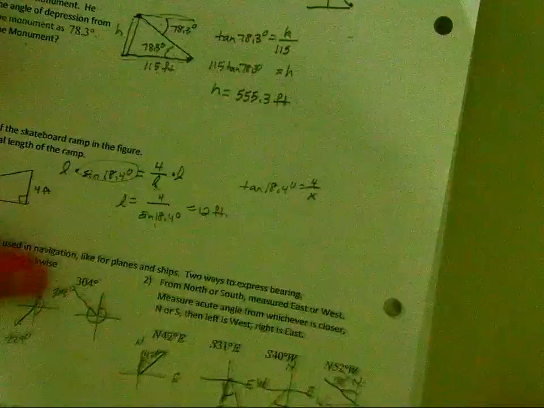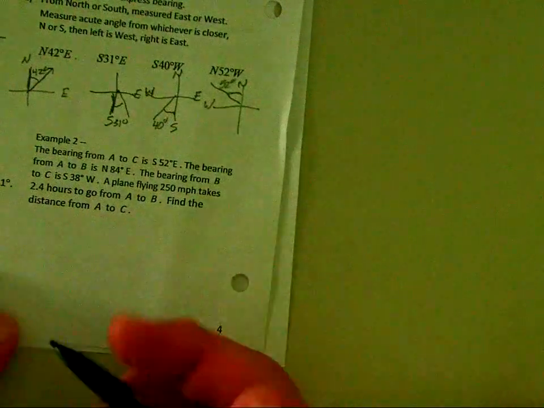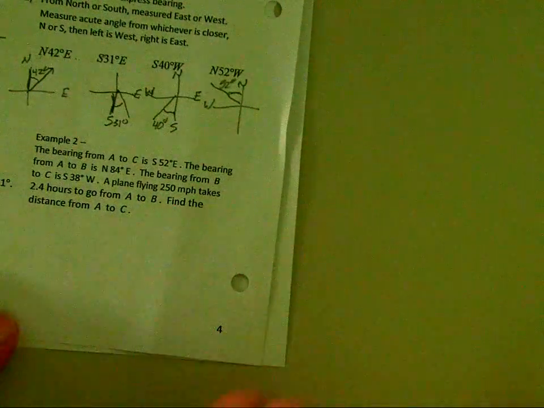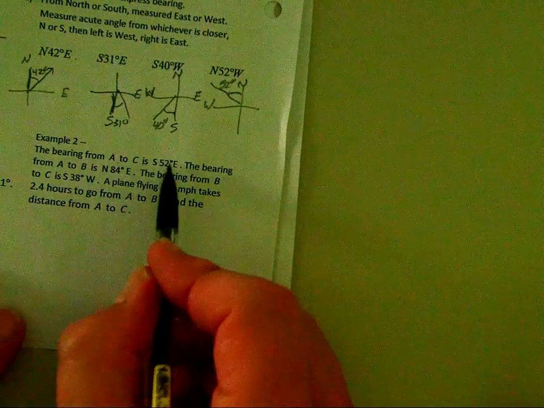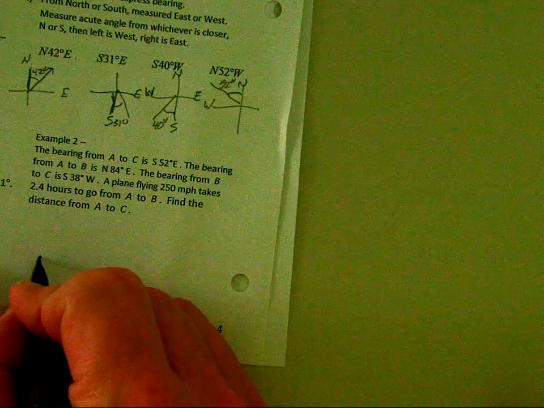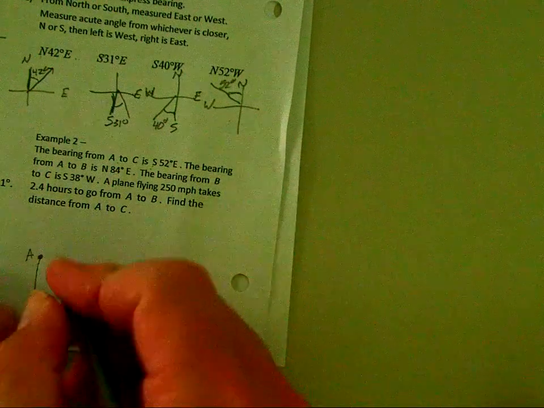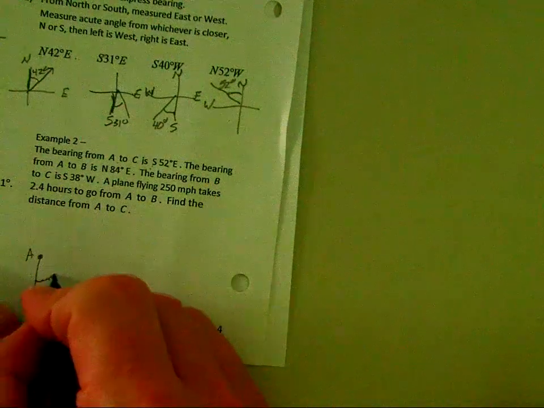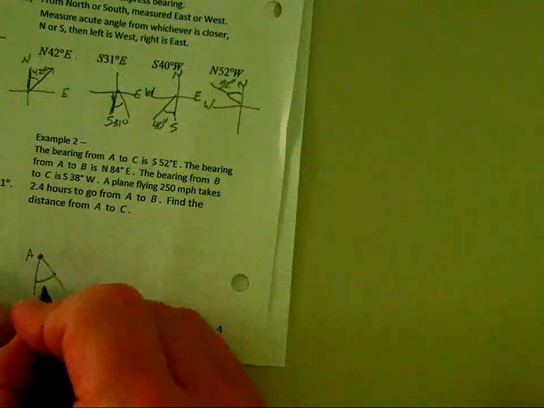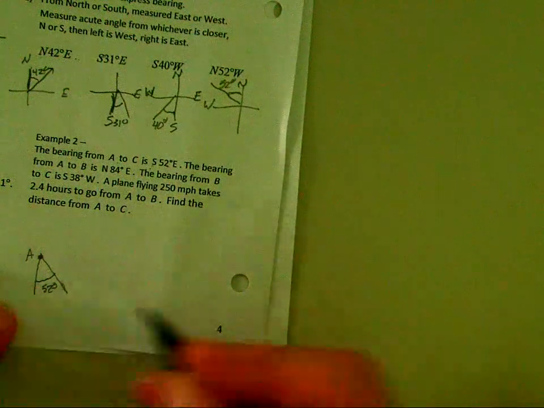Now we have another one here. That's just because this is the other type of bearing. I wanted to make sure we did both types of bearing. So here it says the bearing from A to C is south 52 east. So if we start with A over here somewhere, it's south 52 east. So we start from south, so draw a south line. East is to the right, so 52 degrees east. Somewhere out here is point C.